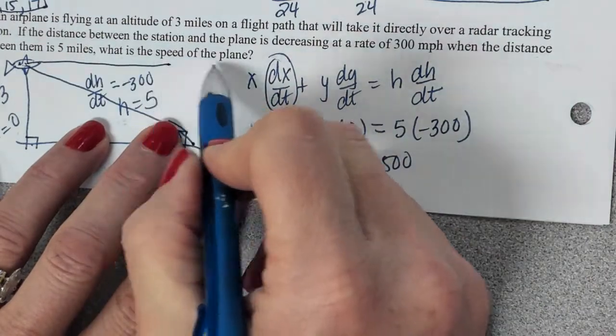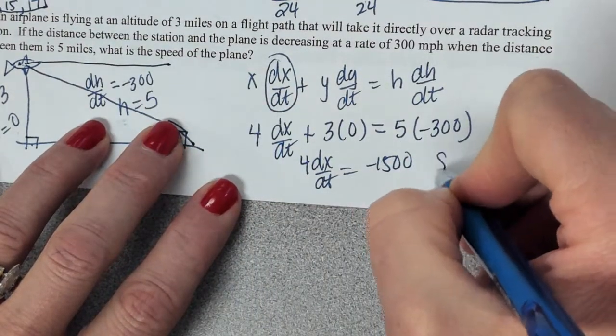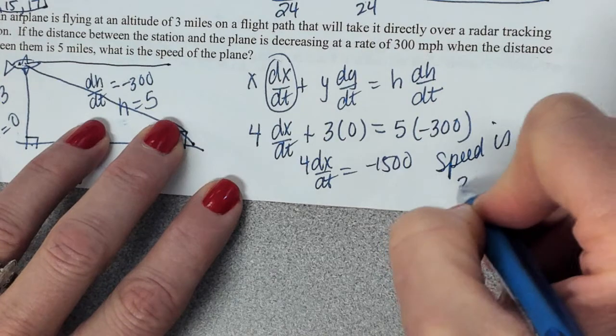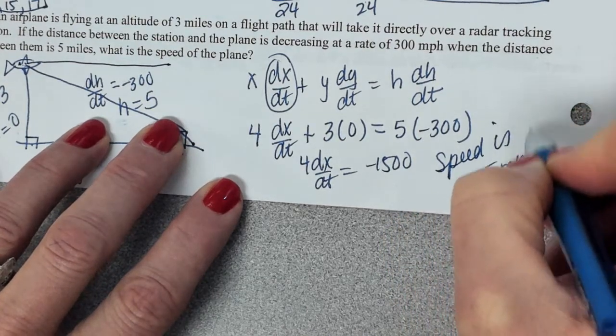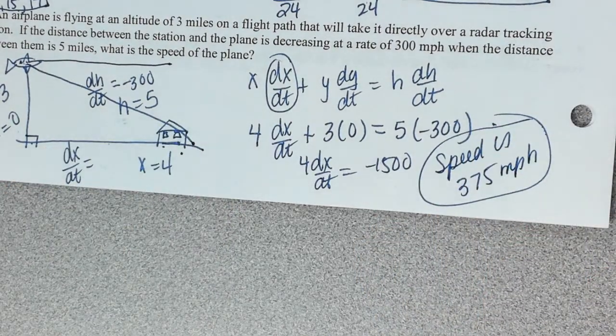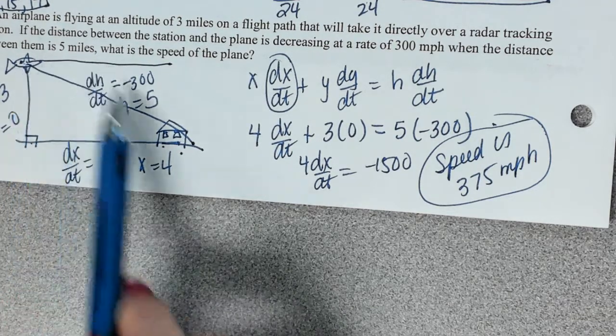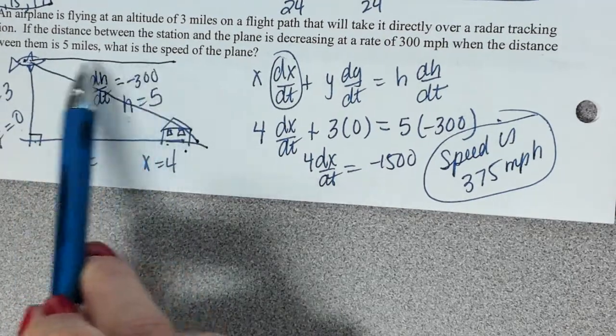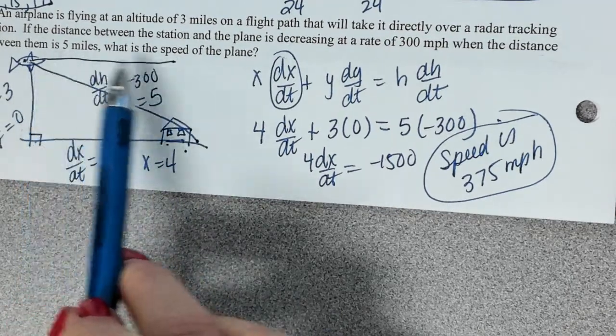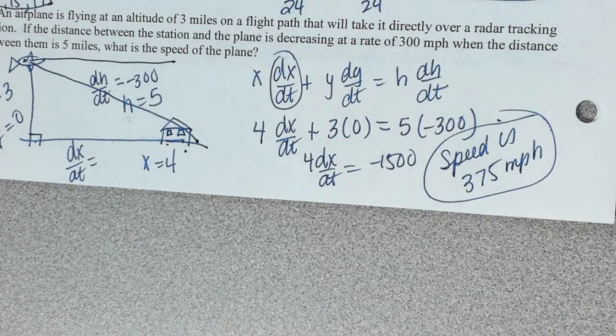The question's asking me what's the speed of the plane. Speed is 375 miles per hour. It doesn't make sense to call it a negative speed. We never use negative speed as a final answer. We might use negative within the problem, but if I asked you what's the speed of that plane, you would never say it's a negative speed. The negative just occurs because the plane is getting closer to the station. This x value is getting shorter. Okay? All right, any questions?